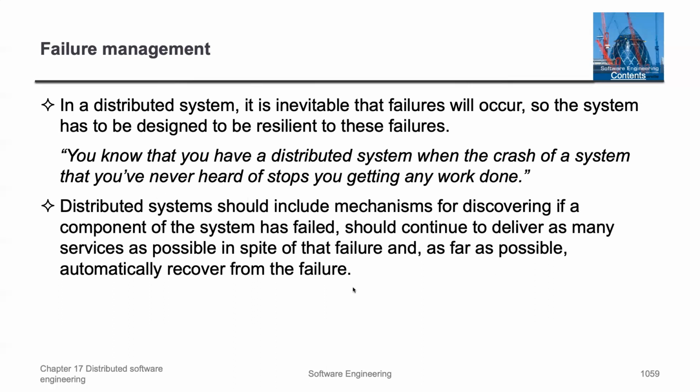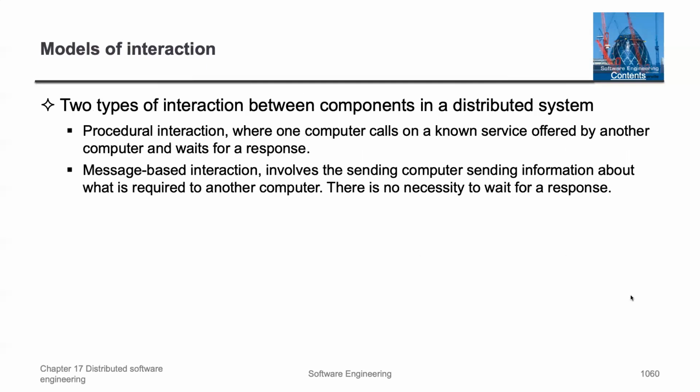And so distributed systems should include mechanisms for discovering if a component of the system has failed, should continue to deliver as many services as possible in spite of the failure, and as far as possible, automatically recover from the failure. In terms of models of interaction, there are two types of interactions between components in a distributed system. There's procedural interaction and message-based interaction.